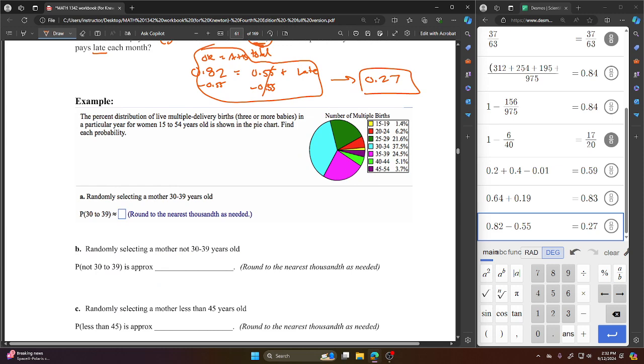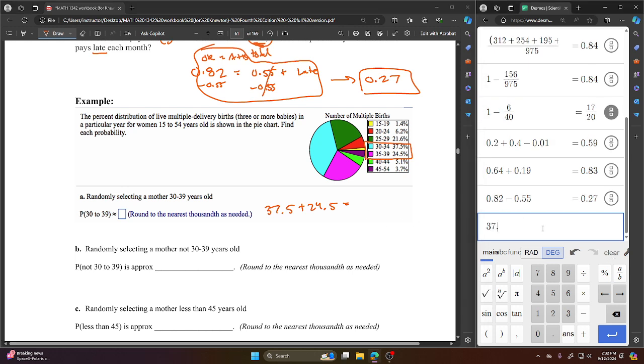What's going on? Looking at the chart here, it says randomly selecting a 30 to 39. So what do I do to these two probabilities? You add them up, 37.5 plus the 24.5. Let's do it. 37.5, 24.5. Oh, there you go, 62. 62%. I don't know how they're actually wanting it. Let's just say they want decimals, you would do this. But if they say percentage, then you do percentage.